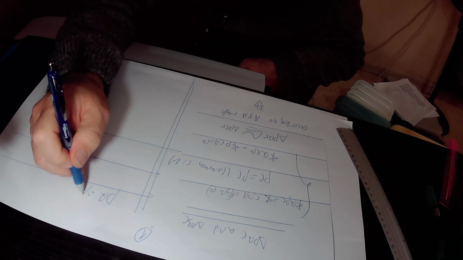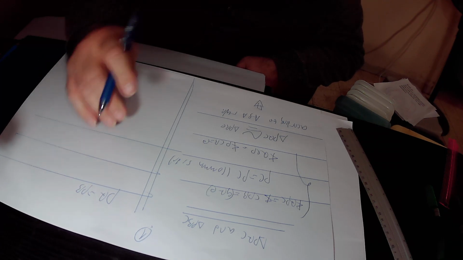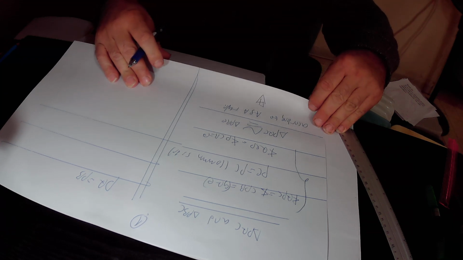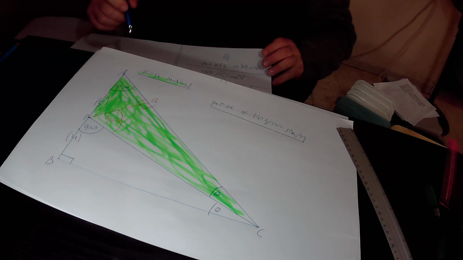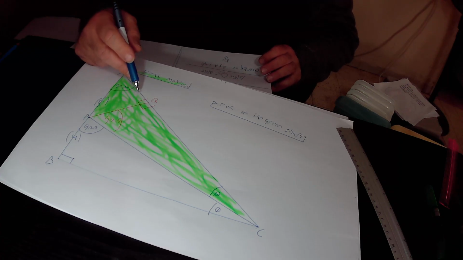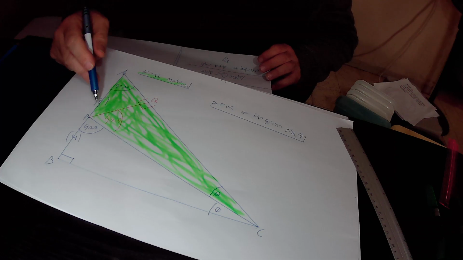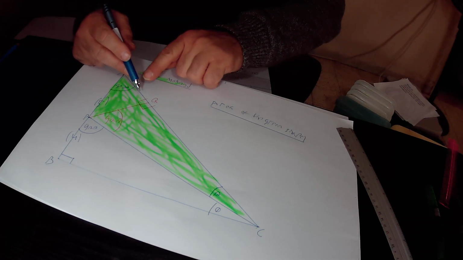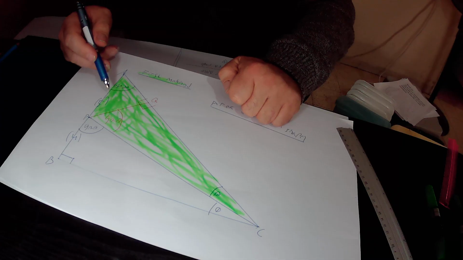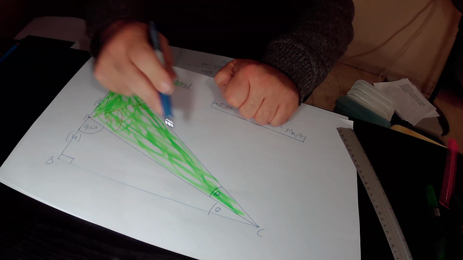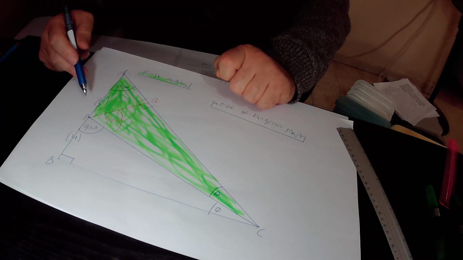PQ equals PB. Why is PQ in the green triangle the corresponding side of PB in the white triangle? Because PQ is located in front of angle theta, and likewise PB in the white triangle is also located in front of angle theta. Therefore, they are equal to each other in length.